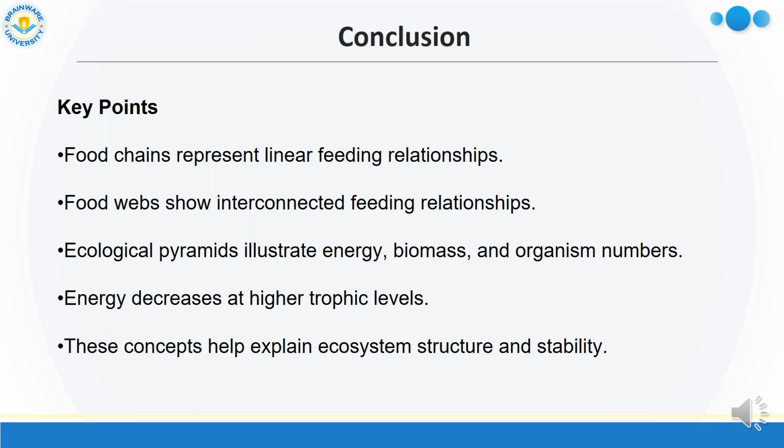So this is all about food chain, food web, and ecological pyramids. And at last, the conclusion, we may conclude like this. Food chains represent linear feeding relationship. Food webs show interconnected feeding relationship. And ecological pyramids illustrate energy, biomass, and organism numbers. And energy decreases at higher trophic levels. These concepts help explain ecosystem structure and stability.